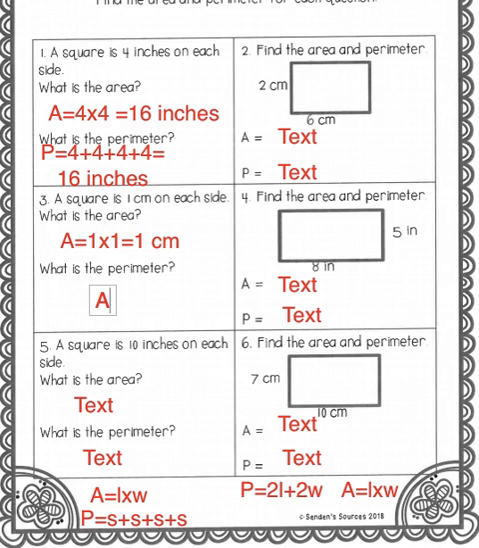And then for the perimeter, we're going to add up the 4 sides. So 1 plus 1 plus 1 plus 1 equals, 1 plus 1 is 2, 2 plus 1 is 3, 3 plus 1 is 4. So 4 centimeters.